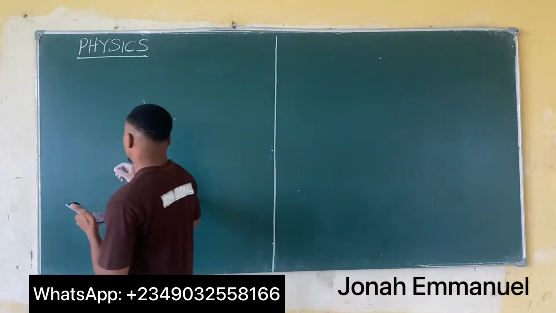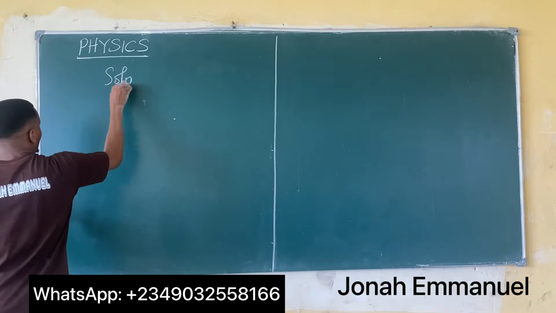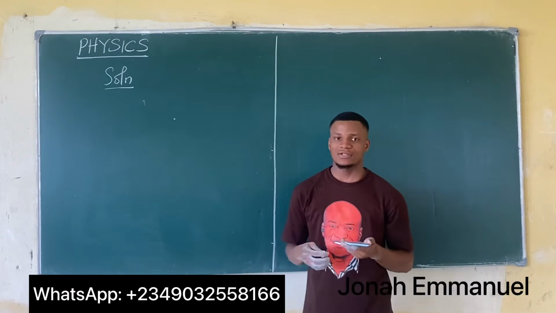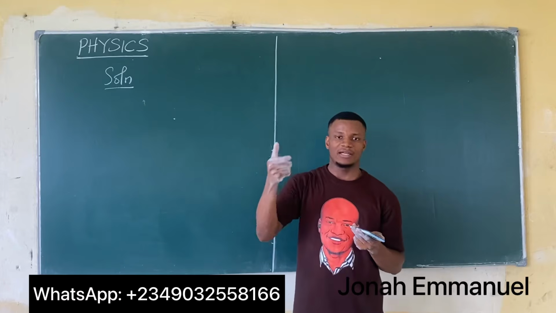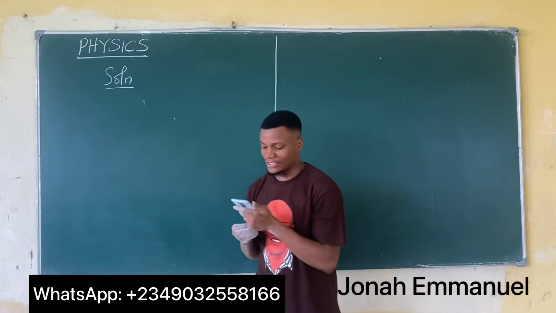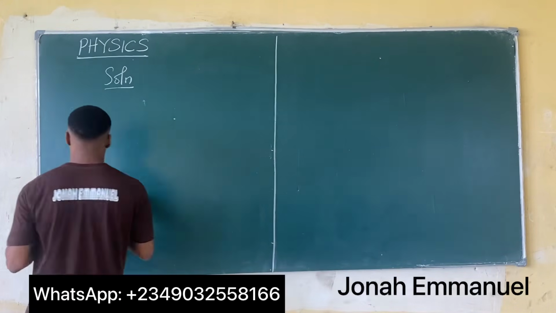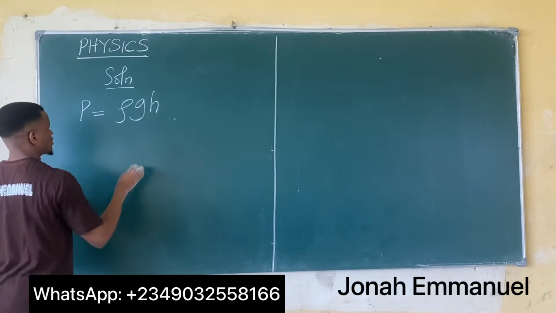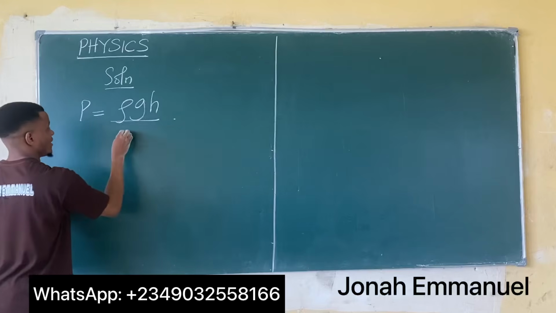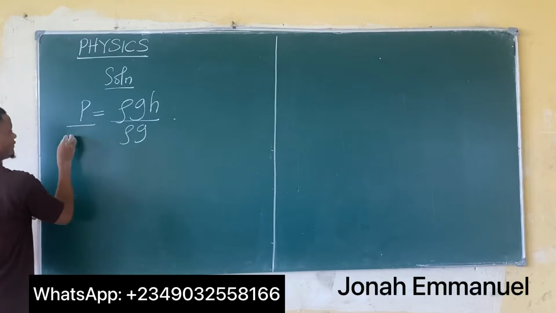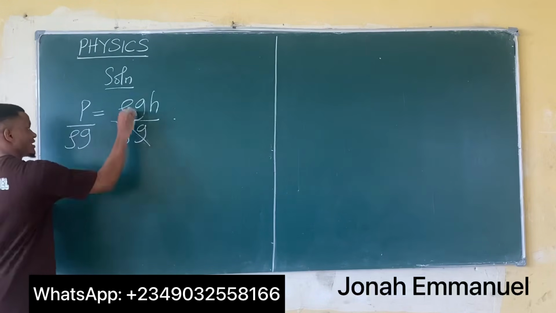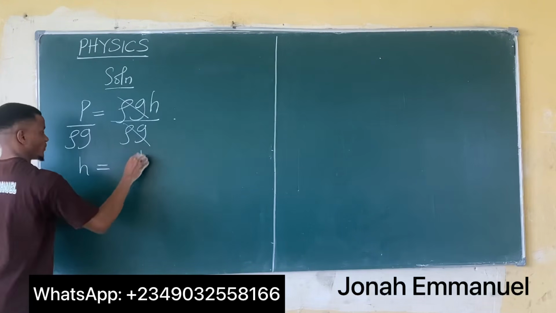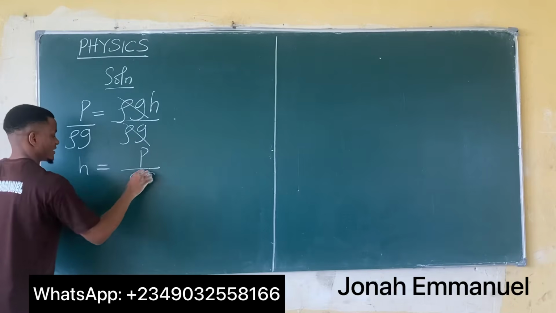So, solution. Going straight to the point, it said at what depth? That's a depth or a height, so you have to look for height. Now we know that pressure is equal to rho g h. To get height, divide both sides by rho g, and this cancels this. So h is equal to P over density times gravity.